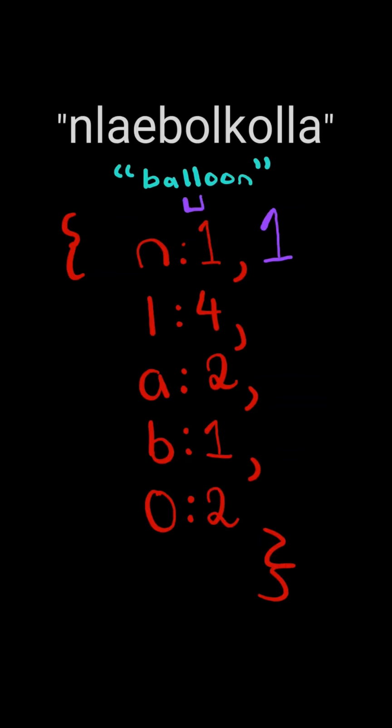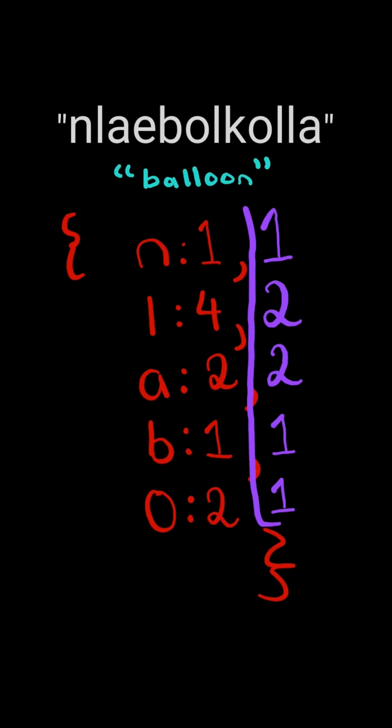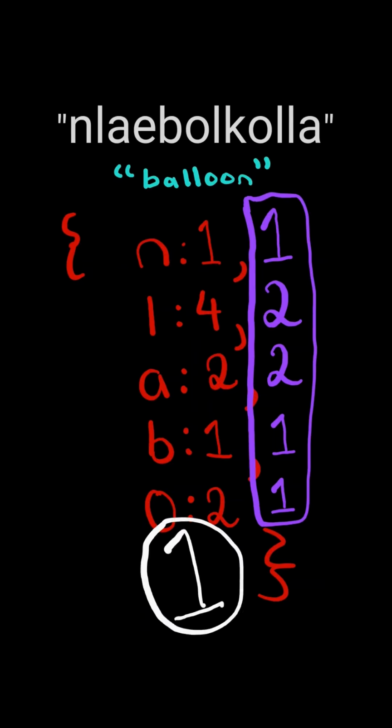Notice that balloon has 2 L's, so with 4 L's, we can potentially spell out 2 instances of balloon. Again, with 2 A's, we can potentially spell out 2 instances, and so on. The number of instances we can create is constrained by the minimum value. So in this case, we can only make 1 balloon. And here's the code to do so.